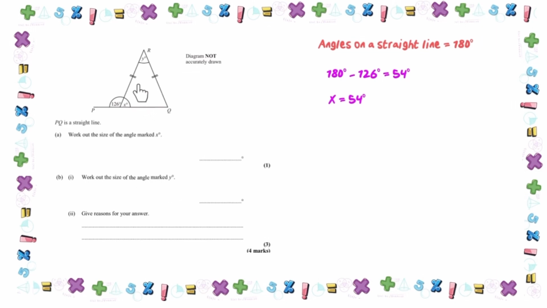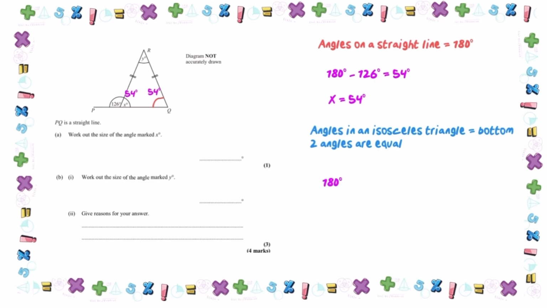If we look at this triangle, we can see this is an isosceles triangle. So that means the bottom two angles are equal. So as X is 54, that means the other side is also going to be 54. So using this information, we know that angles in a triangle add up to 180. So we just take away 54 and another 54, and this is going to give us 72 degrees. That means Y is equal to 72.